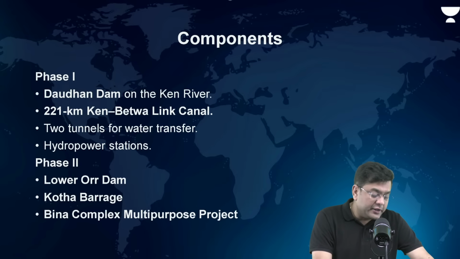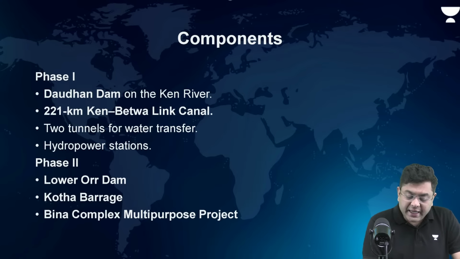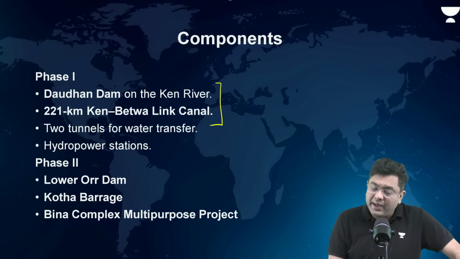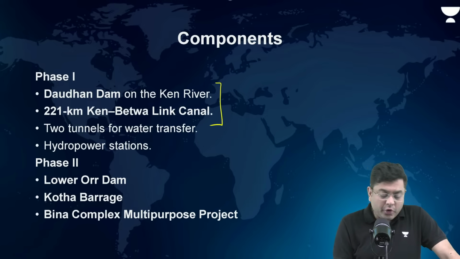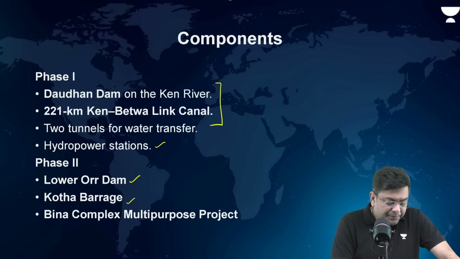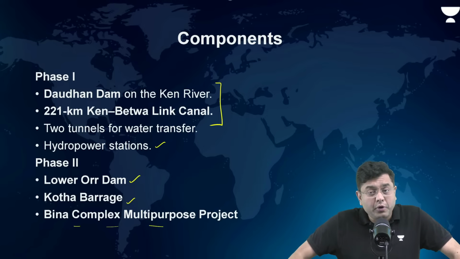Now, the components under the project: the Dodhan Dam on the Cane River, Cane Betwa Link Canal, two tunnels for water transfer, hydropower stations, and in phase two, Lower Ore Dam, the Kotha Barrage, and Bina Complex Multipurpose Project.